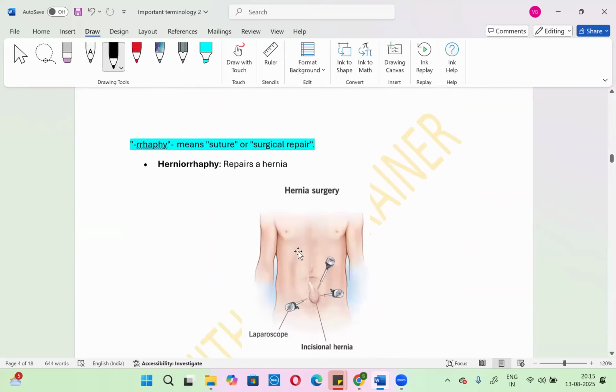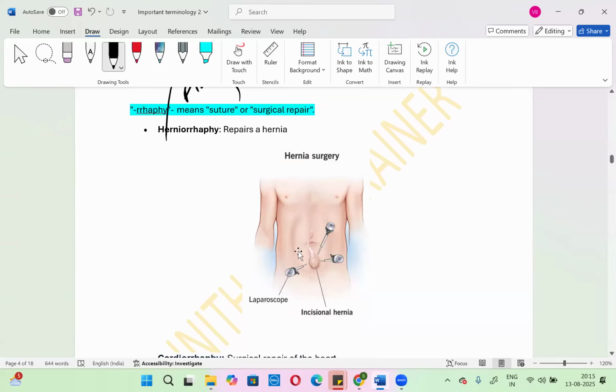Okay. Next comes rrhaphy. Rrhaphy is also repair. So rrhaphy, plasty, all these are the same kind of terminologies. Rrhaphy and plasty both are the same. Rrhaphy is suturing only. Here you can see herniorrhaphy. Rrhaphy is repair. Where are they doing it? Hernia.